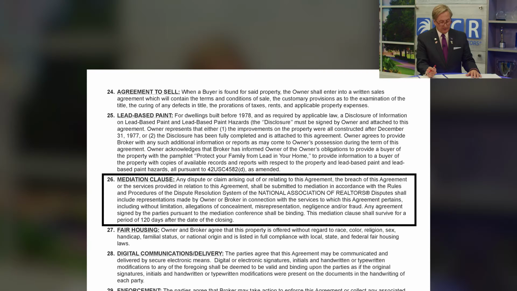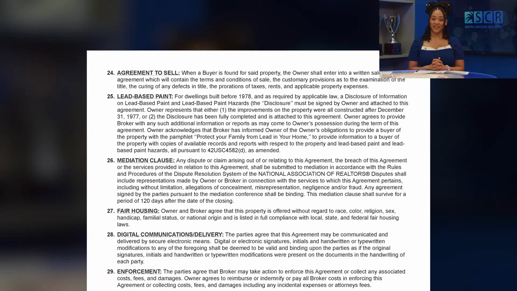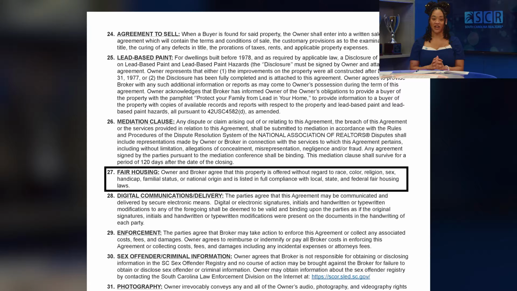26 says parties are going to mediate before they litigate. 27 is our fair housing section of the contract. An owner cannot discriminate based on protected class categories, and neither can you as the agent.